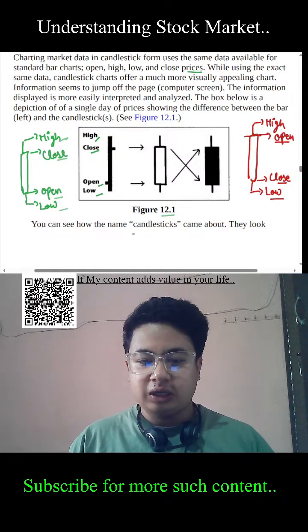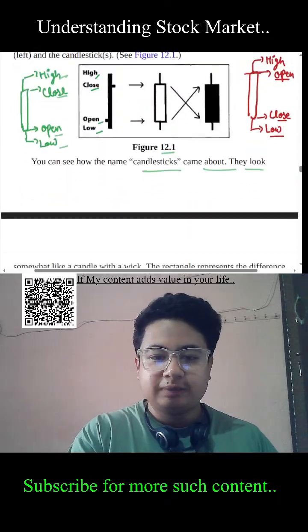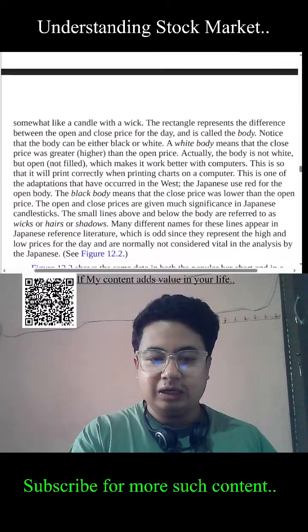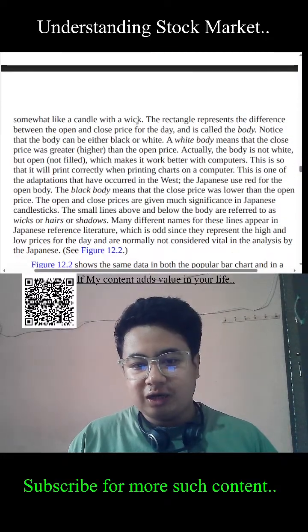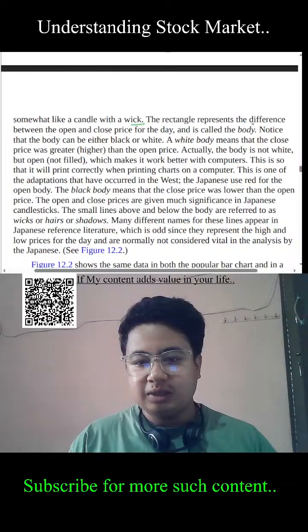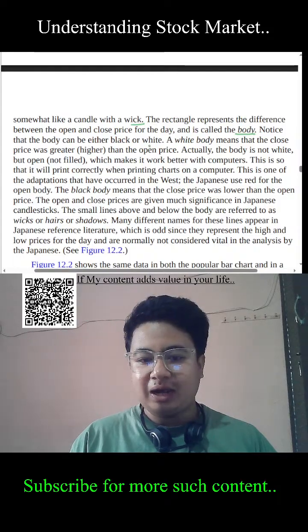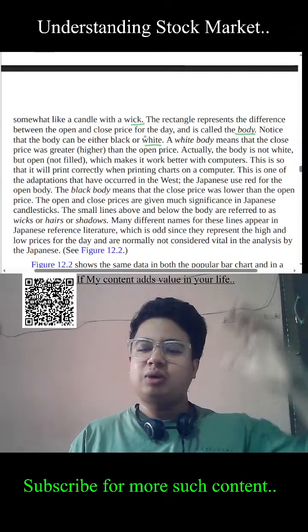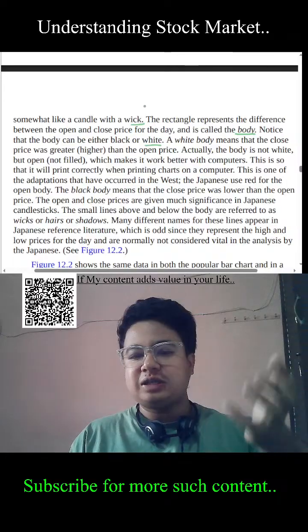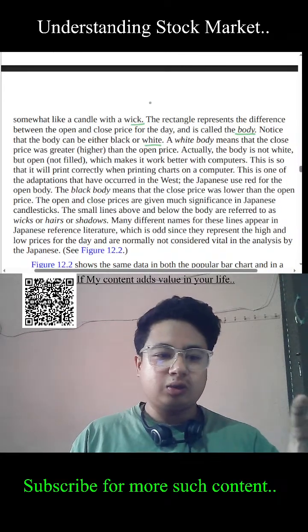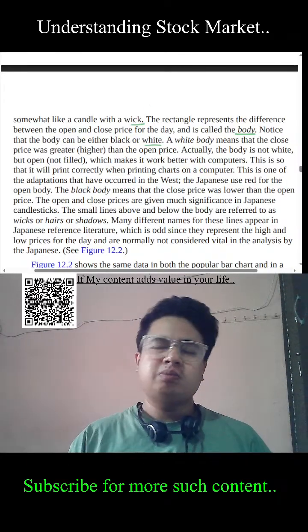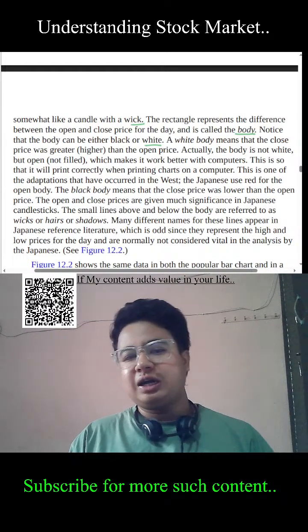You can see how the name candlesticks came about. They look like a candle, obviously, that's why it is named candle, right? So they look somewhat like a candle with a wick. The rectangle represents the difference between the open and close price of the day and is called the body. Notice that the body can be either black or white. So this is about the Japanese candlestick, but generally nowadays the most common one that we are using is a candlestick of either green color or red color.